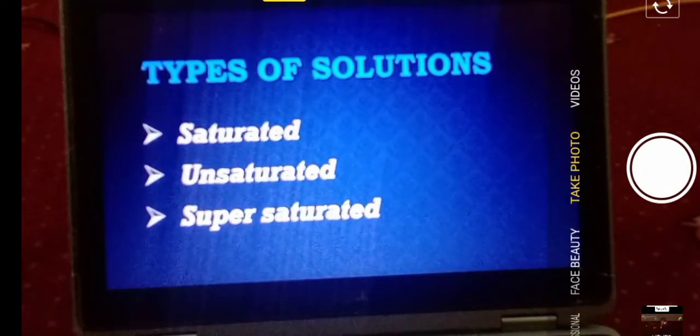Types of solution. We have three types of solution: saturated solution, unsaturated solution, and supersaturated solution. Basically, saturated means anything which is full, meaning there is no capacity to accept something more. Unsaturated means it has the capacity to accept something, to dissolve something in it. It means it is not full. Supersaturated is beyond saturated.